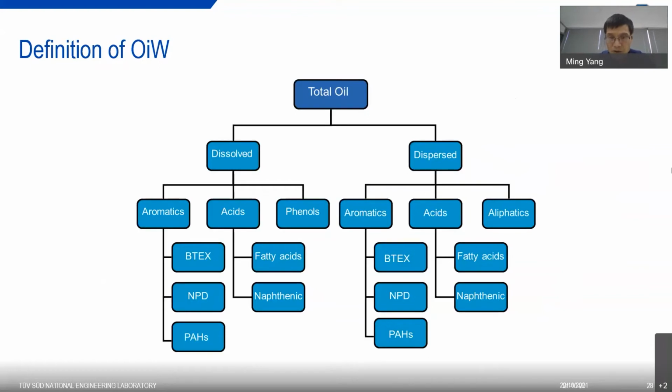Now, dispersed oil, we're looking at the same aromatics and acids, but the bulk of the dispersed oil we're looking at is aliphatics, straight chains and branched chains, aliphatic hydrocarbons. So that's the chemical side. Now, legally, oil in water can actually be quite differently defined.